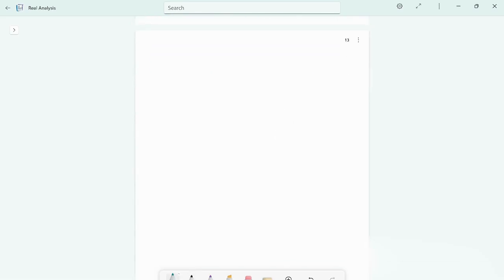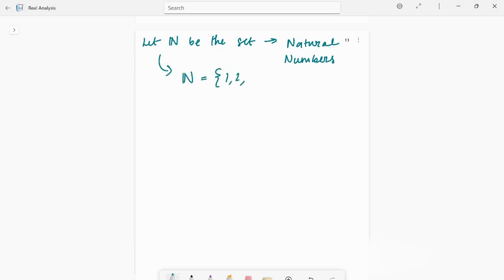The book statement is: let N be the set of natural numbers. This is the notation for natural numbers, right? So how will we represent it? It is like this, 1, 2, 3, and so on. And N is not bounded above.